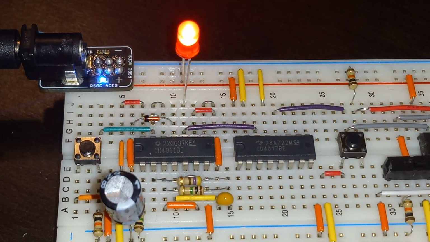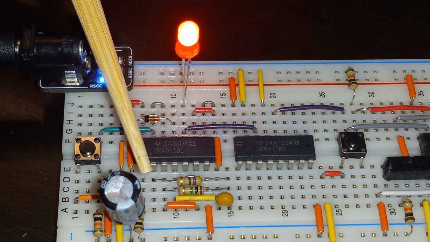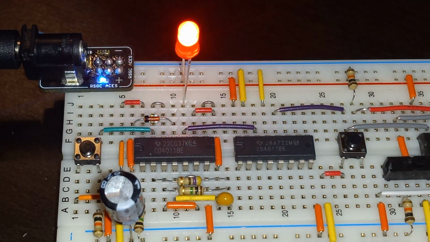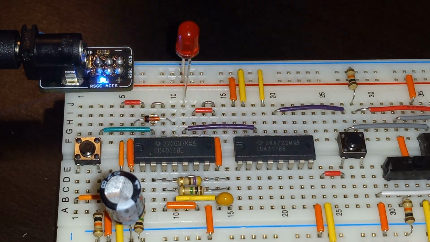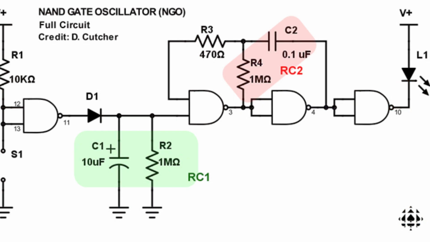The NAND gate oscillator further builds upon the analog input. The output of the first NAND runs through a diode to a 10 microfarad capacitor and a 1 megohm resistor, both of which are grounded. These two components control the duration of the square wave created by this circuit and can be referred to as RC1. With more capacitance and resistance, there will be a longer duration and vice versa.